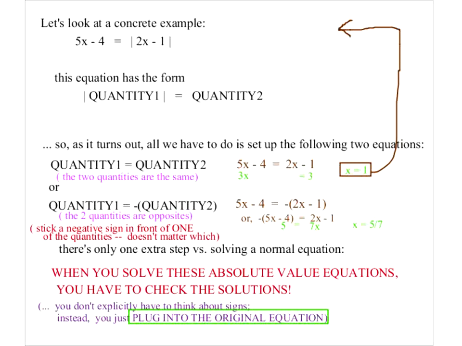So let's just try that and see where it goes. If you plug 1 in there, then you get an equation that says 1 equals the absolute value of 1. This works. So that's a solution. If you take the other solution and give it a shot, let's try it.